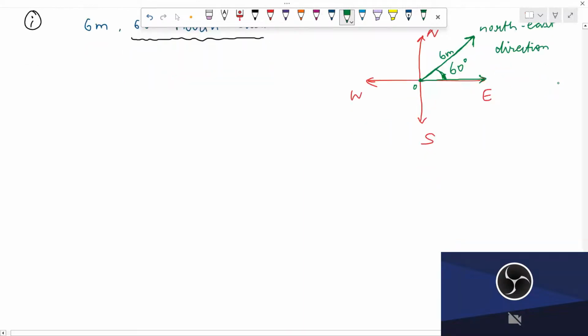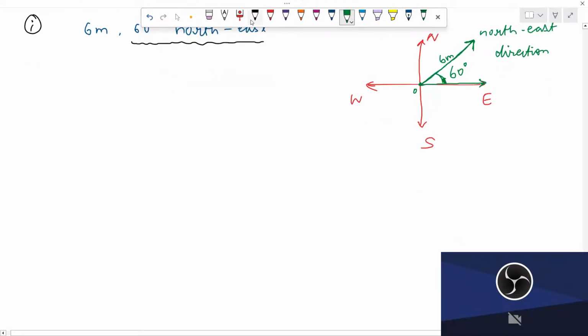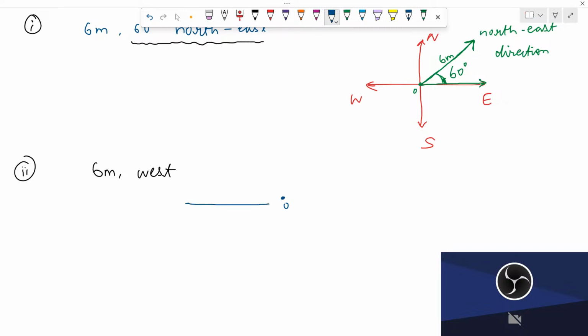The second question is 6 meter west. We need to draw a vector of 6 meter west. West is in this direction. So we'll make a center point O and make a vector in this direction, which is of 6 meter. That's it.